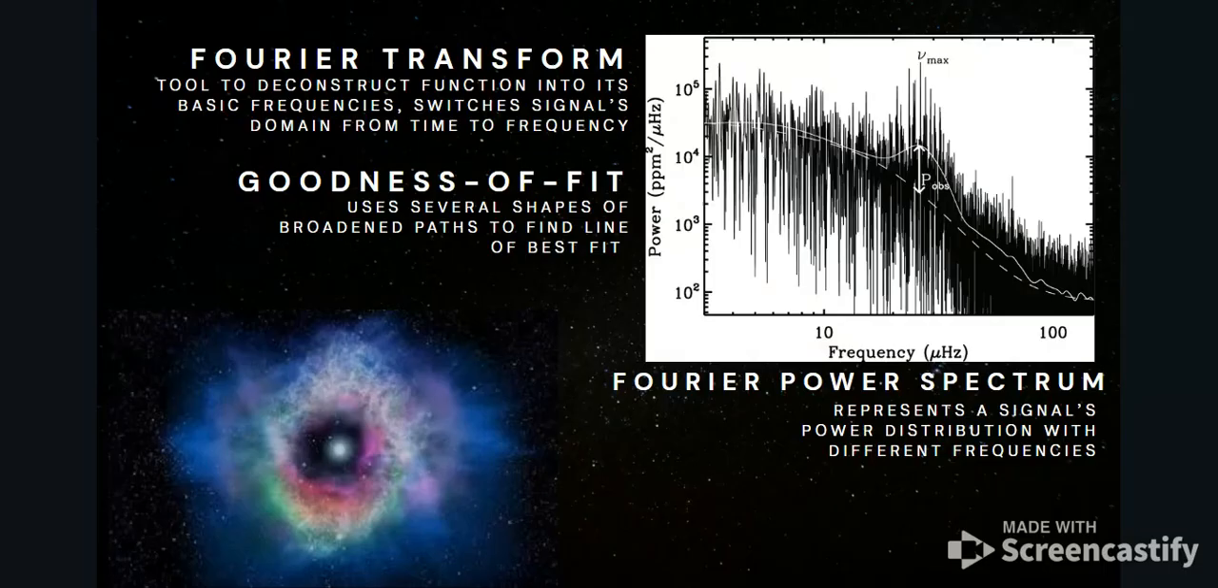There are multiple ways of applying the projected stellar rotation formula, like the Fourier transform, which uses the first zero of the Fourier power spectrum to find V sine I. There's also goodness of fit, which uses the different shapes of a broadened, rotational, and turbulent path to find the best fit of the spectral line for stellar rotation. Having accurate knowledge of this rotation is important to understanding a star's properties and its level of evolution.